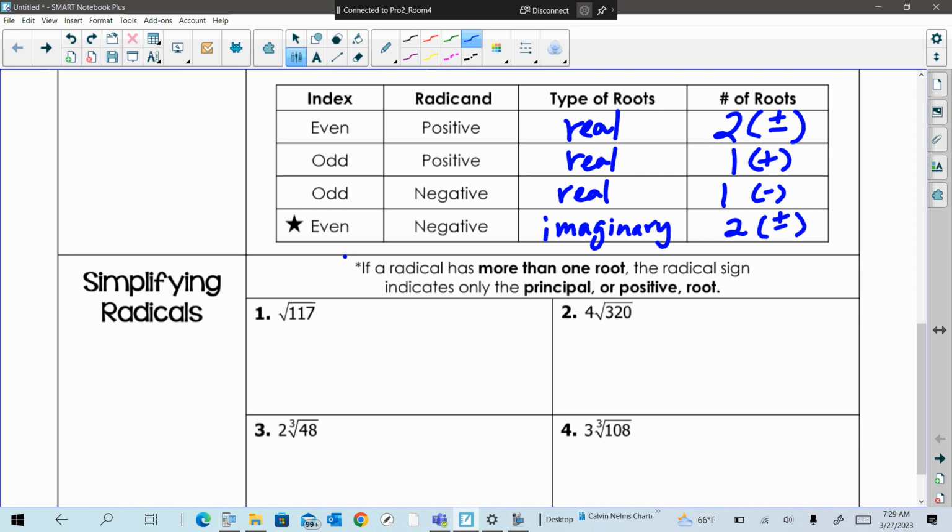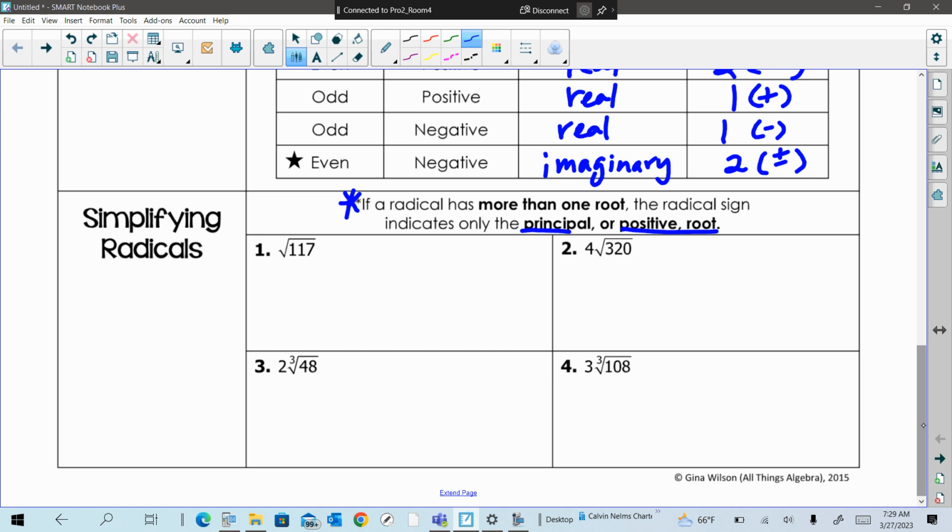So they're just telling you here, for simplifying, if you see a radical sign and it has more than 1 root, the radical sign indicates the principal root, which is the positive root. So now we're going to get to simplifying, because in this section they're not perfect squares anymore. This is why you just simplify.